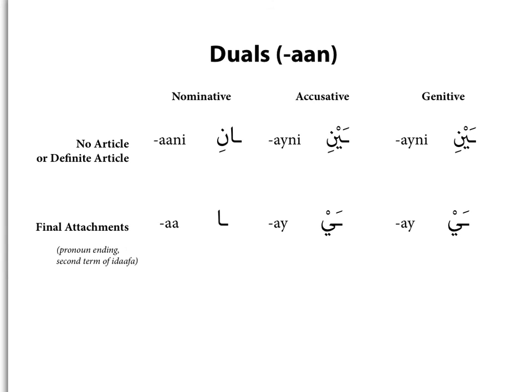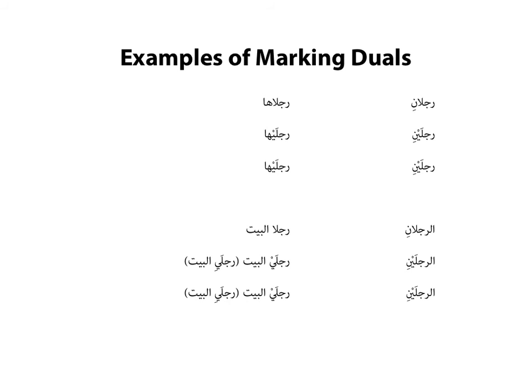So for example, when there is no article: rajulani, rajulaini, rajulaini; with an article: ar-rajulani, ar-rajulaini, ar-rajulaini; but then you drop the noon in the other two cases: rajulaha, rajulaiha, rajulaiha, rajulal bait, rajulail bait, rajulail bait. Notice that I vowelled these with the sukun, just because that's what you're expecting, but of course, if you know the rules for sukuns at the end of a word, since there's a definite article after these, that sukun will change to a kasra in pronunciation and sometimes in vowelling. So you'll get rajulayil bait.